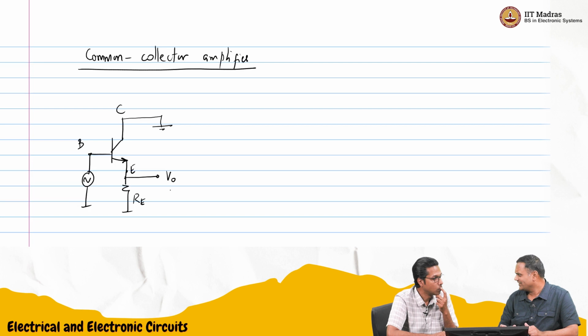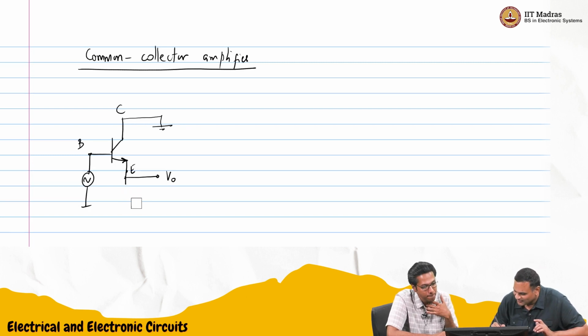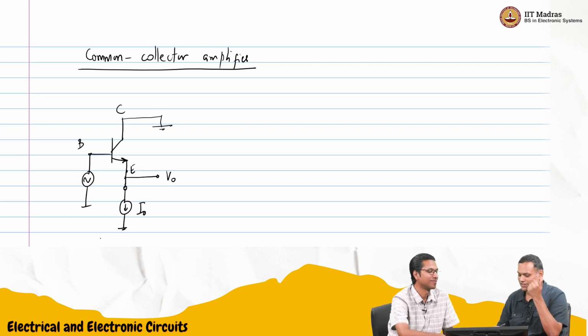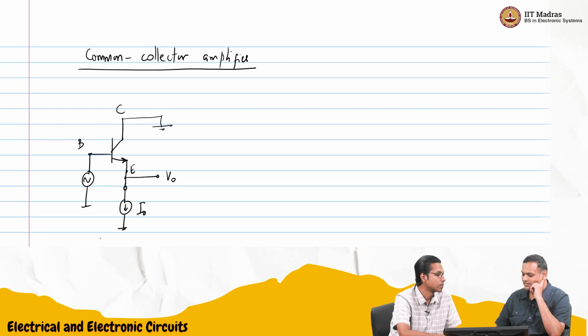Actually, you don't even need RE. You can add a current source. In fact, we have seen this. Why don't we just add the current source? Just like we had emitter resistance there, we replace it by a current source. We can do the same thing here, right?